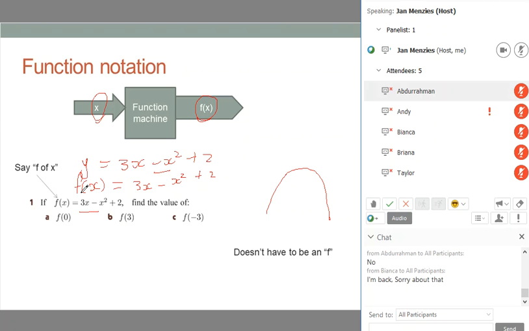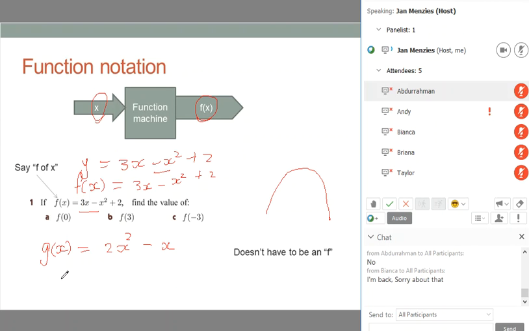Now the function doesn't have to be represented by an f. We could have said we are going to do something to the x variable. Let's call it g of x. So g of x is still the function. And what should we do to x? Well, I'm making something up. Let's say that we're going to double x squared and take away x. So that's how we get the function notation.